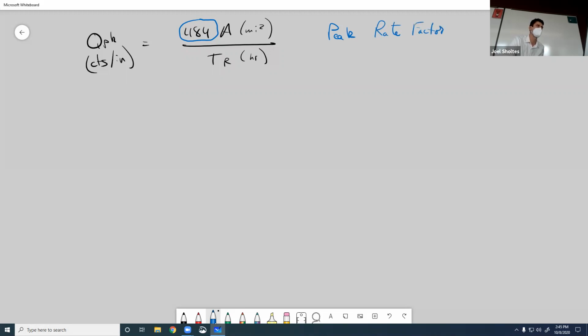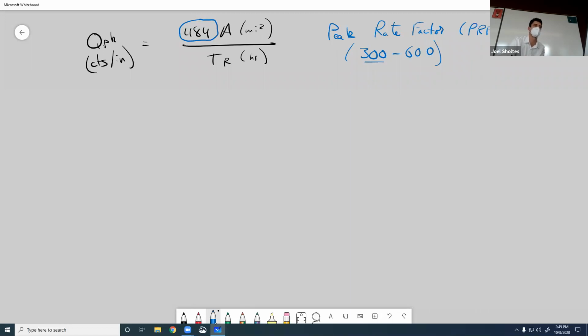And people kind of treat this as a parameter, saying at this peak rate factor, PRF, it could be somewhere between 300 to 600 maybe. This is just a recommendation. There's a reference in your textbook on this. And in HEC-HMS, you can actually change this. The default is 484 for this unit hydrograph method. But you could change it.